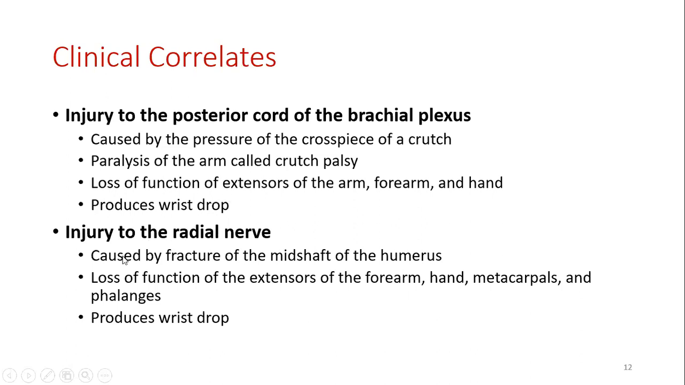Injury to the radial nerve. We already talked about this previously, but you can get injury to the radial nerve when you have a mid-shaft fracture of the humerus. And in doing so, you could possibly also injure your profunda brachii, also known as your deep brachial artery. You'll have loss of function of the extensors of the forearm, the hand, the metacarpals, and the phalanges. When you lose radial nerve, you lose extension, because that's the action of the muscles of the posterior upper limb, and you'll end up with wrist drop.